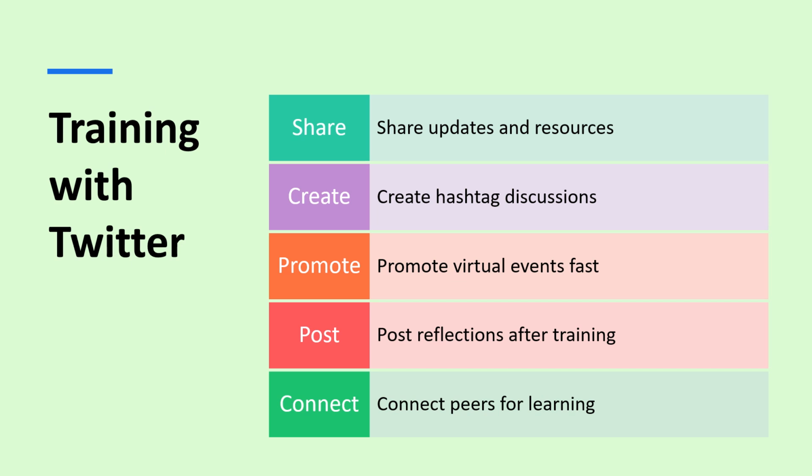Create hashtags. So once a hashtag is created, which is used by making the pound sign and then a word, if you click the pound sign, it takes you to all relevant information based off of that word. And so you can create kind of your own little discussion room based off of the hashtag, which is really useful. You can promote virtual events such as training, post reflections after training, just positive thoughts or words, and you can connect with peers for learning.